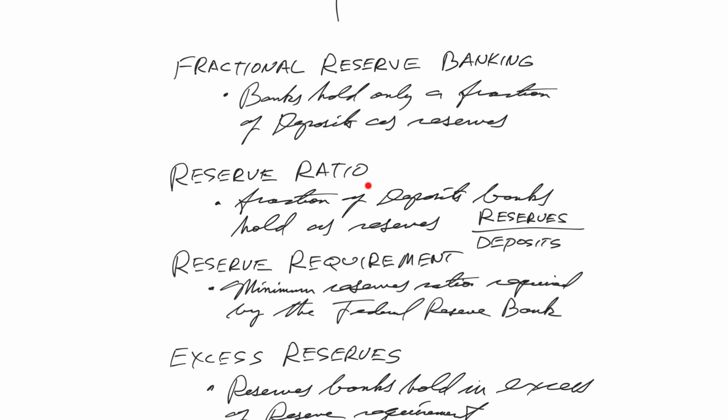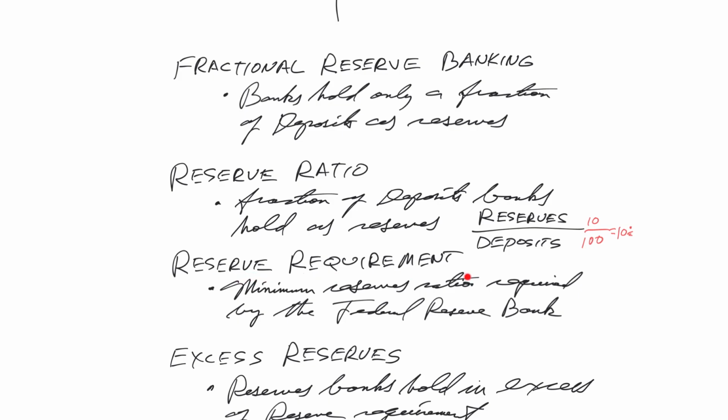The reserve ratio. This is the actual fraction of deposits the bank holds as reserves. They're going to hold only a part of the money there, and this is how much. So this is reserves divided by deposits. That's the reserve ratio. For example, let's suppose they have $100 of deposits and they keep $10 as reserves. So their reserve ratio is 10%.